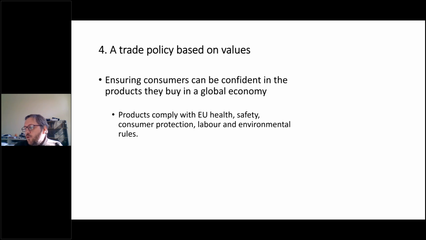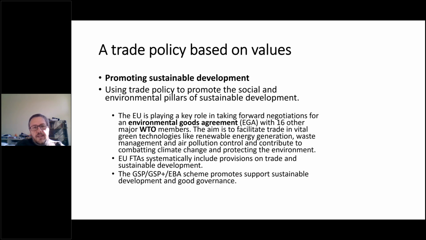And in that way, the EU tries also through its trade policy, through its trade agreements and other instruments, to make sure that there is compliance with these standards and rules. Second, a very important aspect of the Trade for All strategy is to promote sustainable development and using trade policy to promote the social and environmental pillars of sustainable development. And that actually pops up in almost all of the instruments which we will discuss.